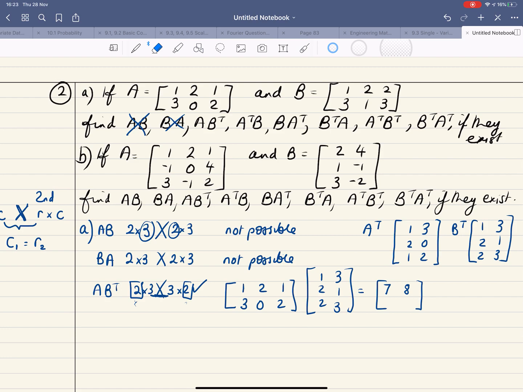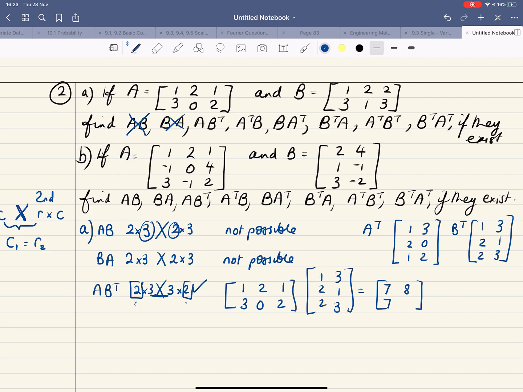So I've done first row, first column, 7. First row, second column, 8. In here, this is second row, first column. So this one is this times this. It's going to give us this one here. So 3 times 1 is 3. Noughts are always good because that's a nought. So it's 3 plus 4 is 7. And I can rub that out and look at the next one.